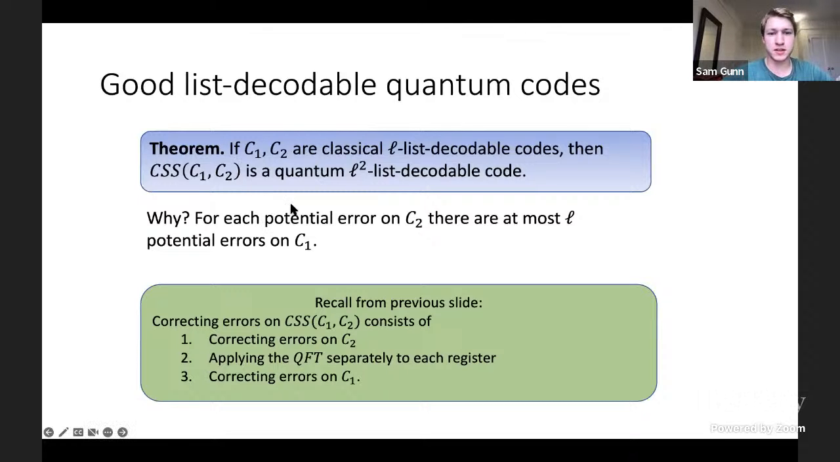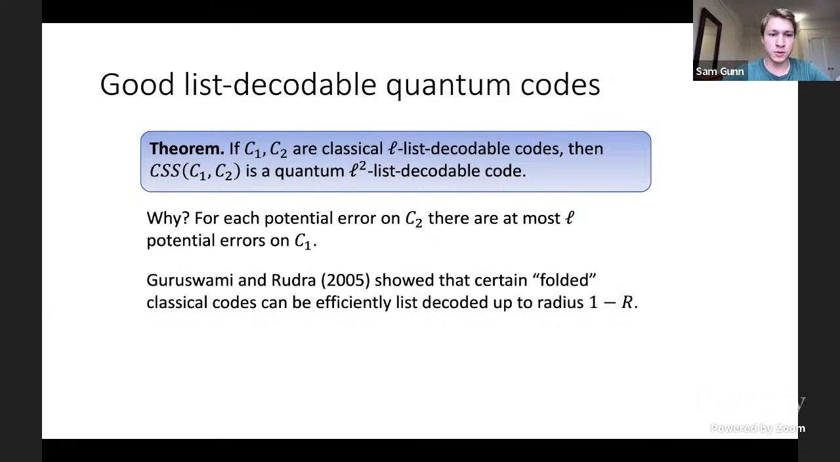So okay, why does this work? Well, for each potential error on C2, there's L errors on C1. So in this step one, instead of correcting the errors uniquely, you come up with a list of L possible errors that could have happened, then apply the QFT, and now you just have another list of L possible errors. For each error that could have happened on C2, you have L possible errors that could have happened on C1. So in total, you still have L squared possible errors.